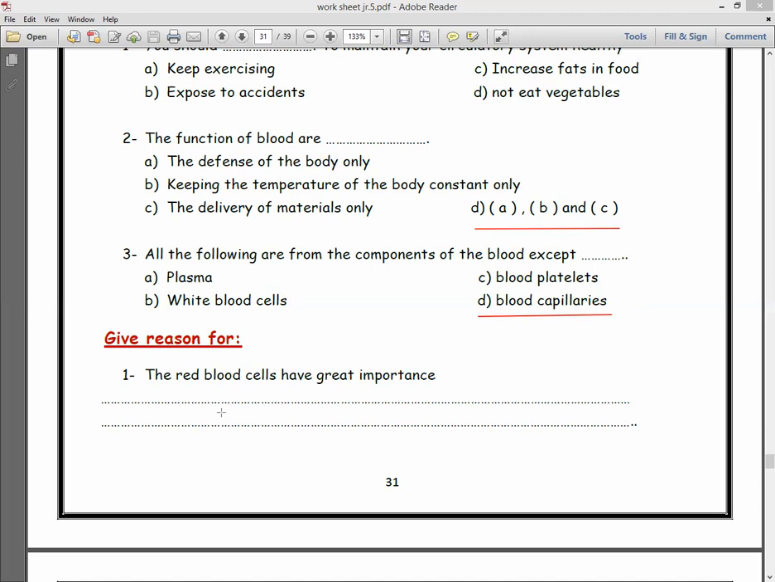Okay, give reason. The red blood cells have great importance. What is the importance of red blood cells? Anyone know? Yahya, do you know the answer? No, white blood cells defend the body against microbes, but red blood cells are different.